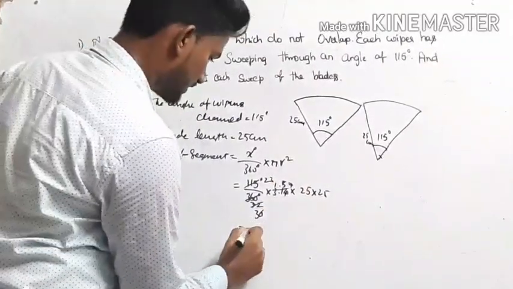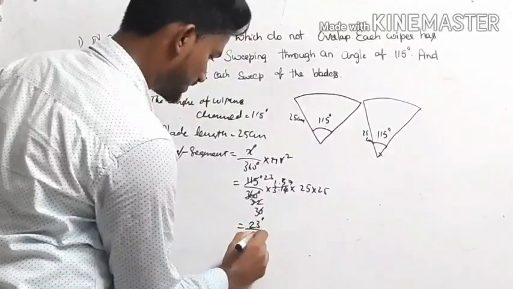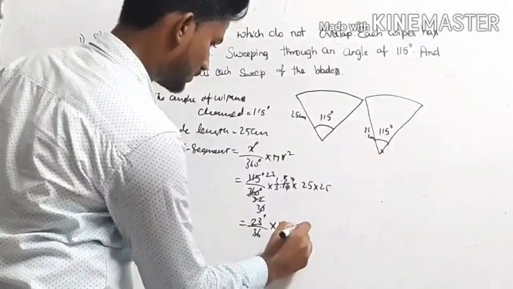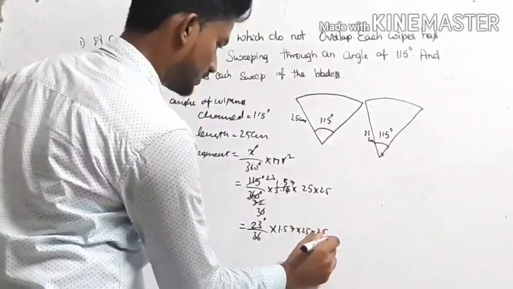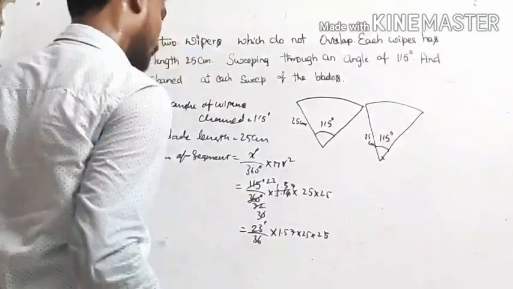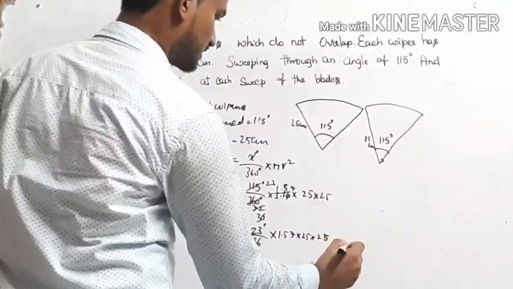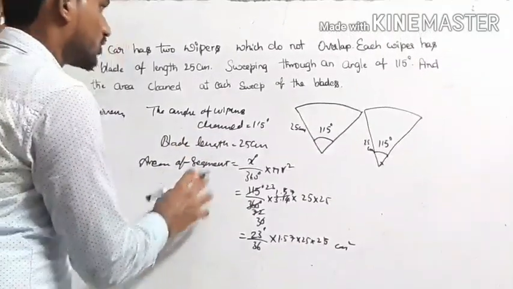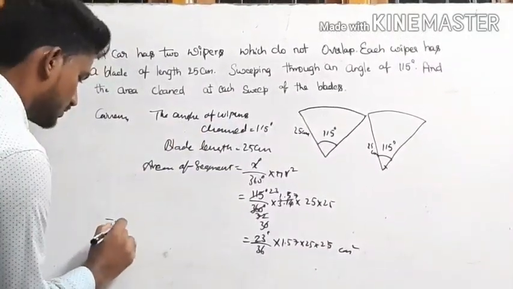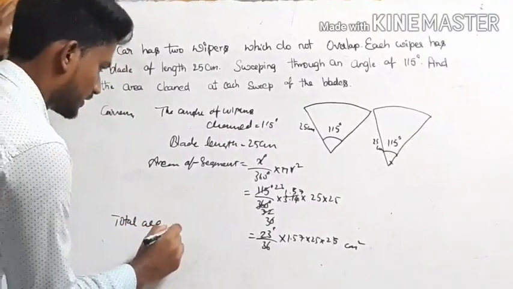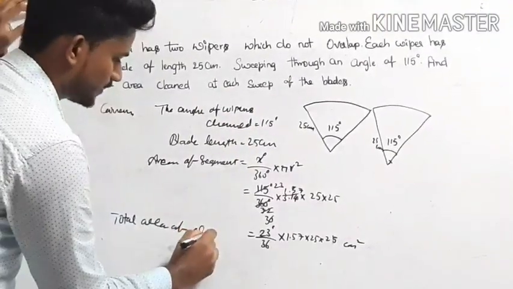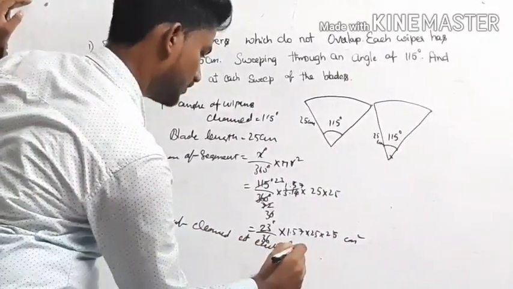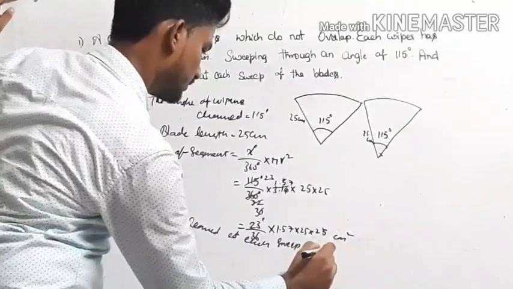On this we can write that it is 23 degrees by 36 into 1.57 into 25 into 25. Leave it like this. Now this centimeter square is the area of the segment for one wiper. Total area cleaned at each sweep of the blades.